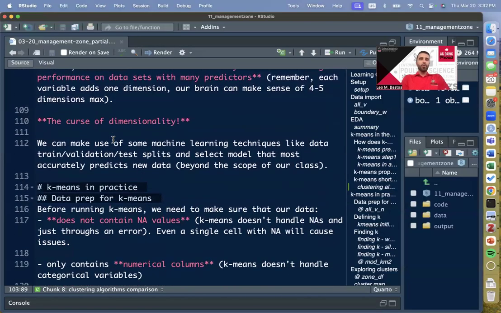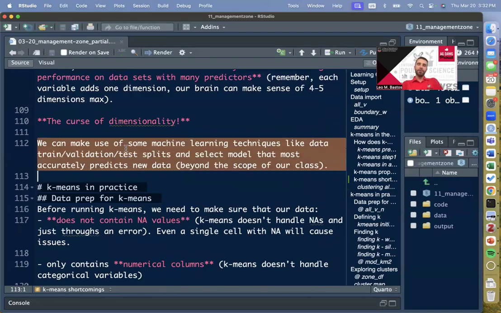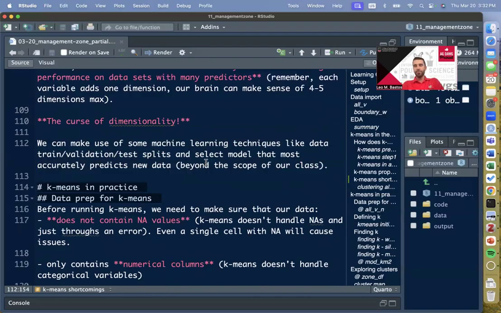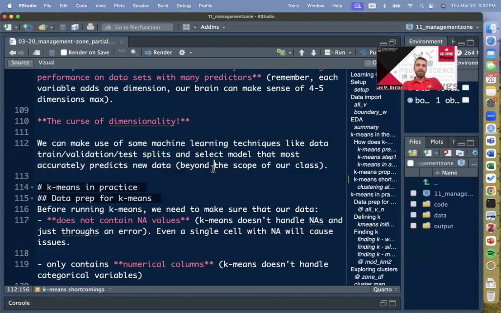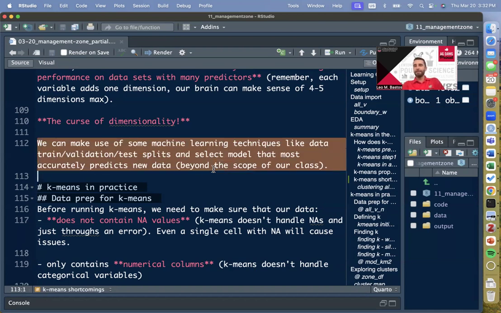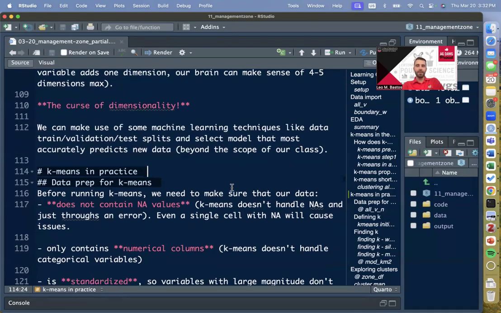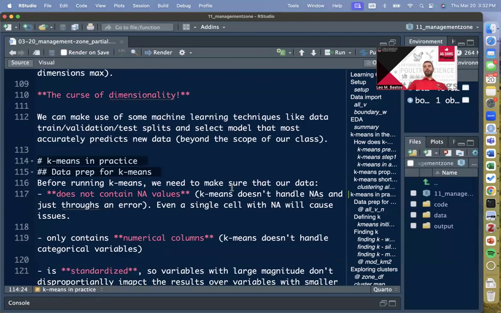Okay, so just a last quick note on this is that perhaps you could use some machine learning techniques like data splitting between training, validation, and test, and then select the model that has the best prediction accuracy. Perhaps you could do something like that to test if k-means is doing a good job or not. We're not going to be doing that in this class. This is something that we do in my other class. But just to let you know that this could be one way that we could use to check how well k-means is performing.